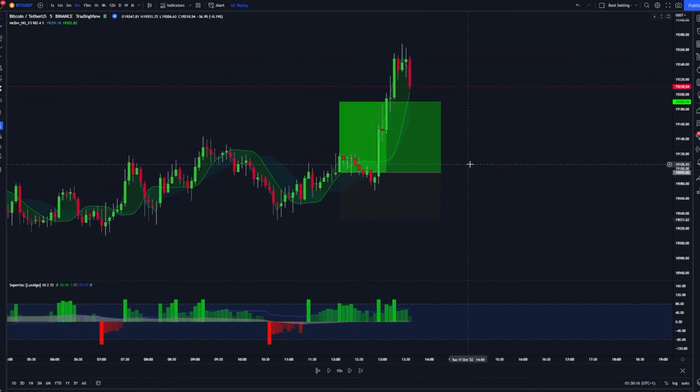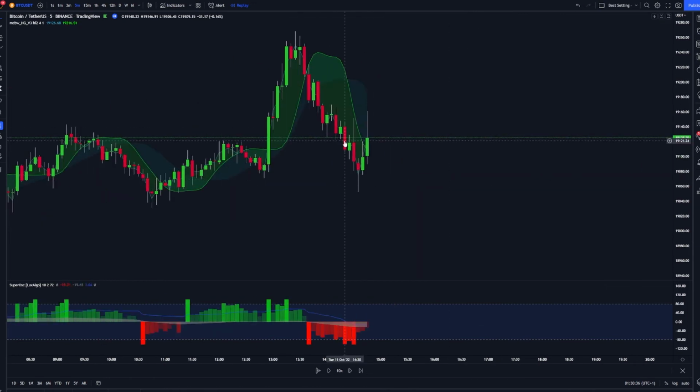And there we go. Now I'm going to backtest this one more time to see if we can get better results from this strategy instead.